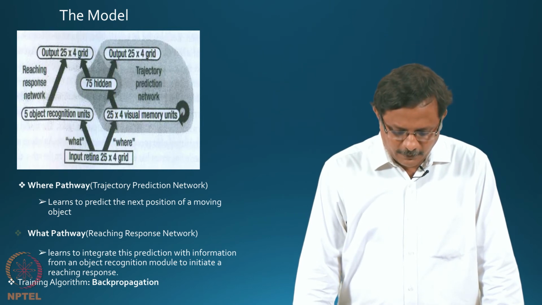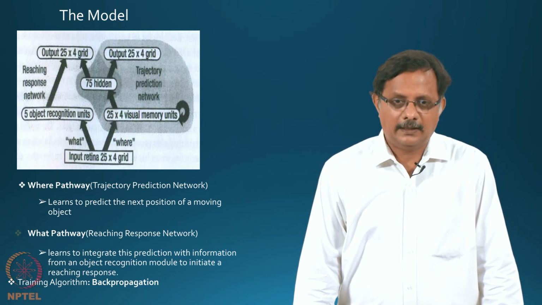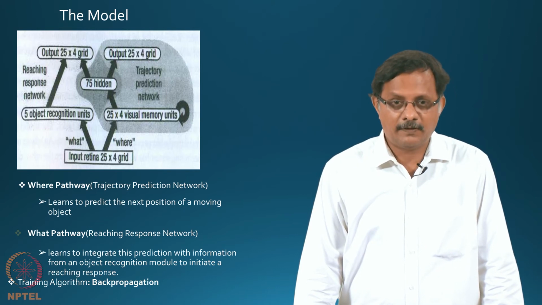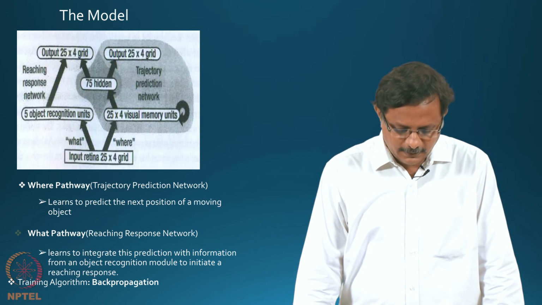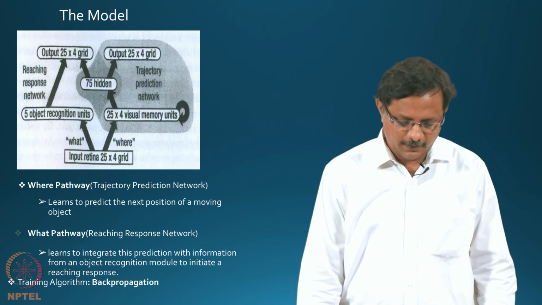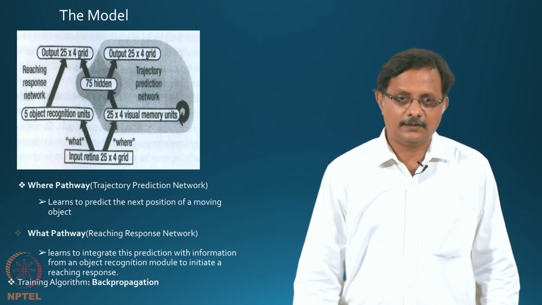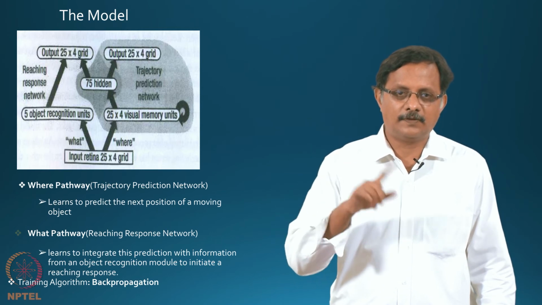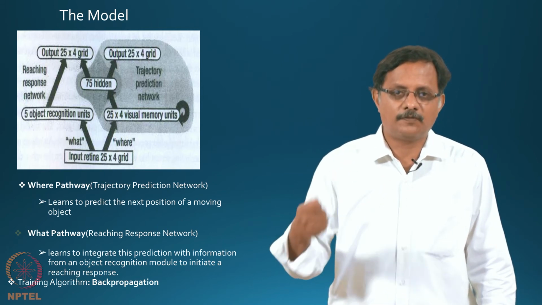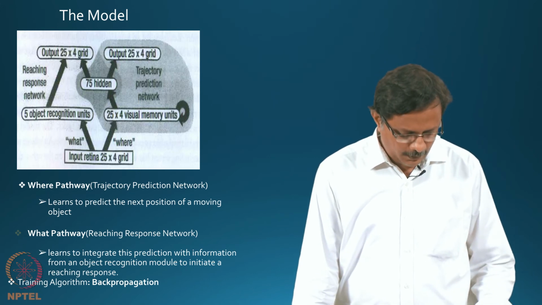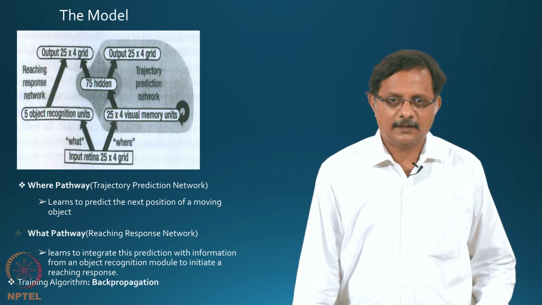Now, the 25/4 visual memory units layer projects to another hidden layer of size 75 neurons, and this in turn projects to two output layers. There is one on the left which is a 25/4 grid, and the one on the right is also a 25/4 grid. But both these outputs represent different things. They are trained to produce different outputs. Okay, so how is the network trained? Let us look at that.